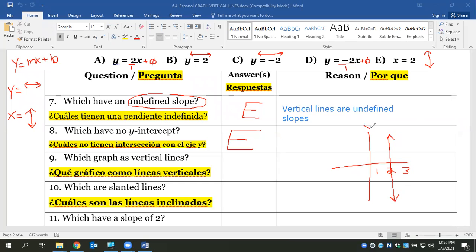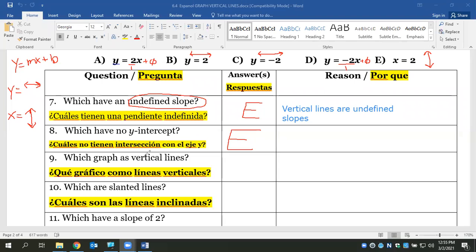Here is the y-axis, the y-intercept. This is the y-axis. So it doesn't cross this line at all. It's all the way over here. So that's how I know that there is no y-intercept with E.